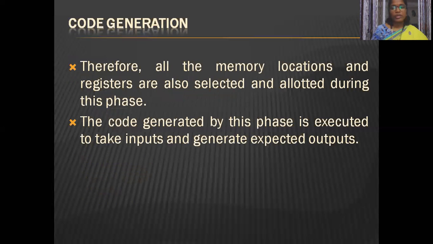So the final one, this is all ready. The compilation process has done everything. It has been checked to be syntactically correct, semantically correct, intermediate code is generated, and code is optimized. So you need to allocate the memory to execute. Therefore, all the memory locations and registers are selected and allotted during this phase. Registers are nothing but the storage space, a ready to execute place. So the code generated by this phase is executed to take inputs. That means it is ready for execution, ready to take whatever we give as an input and generate the expected outputs.